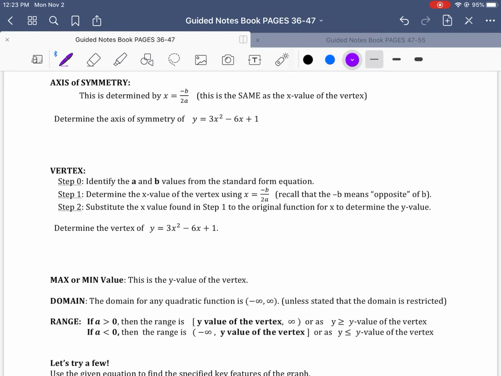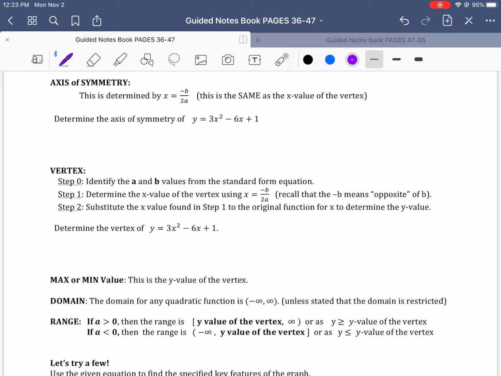So your axis of symmetry, remember, is the x value of your vertex. So you can go ahead and find that first, or you can jump to the vertex and follow the steps. They're going to be the same to find the x value. So the axis of symmetry, again, we're going to use this formula, the -b over 2a.